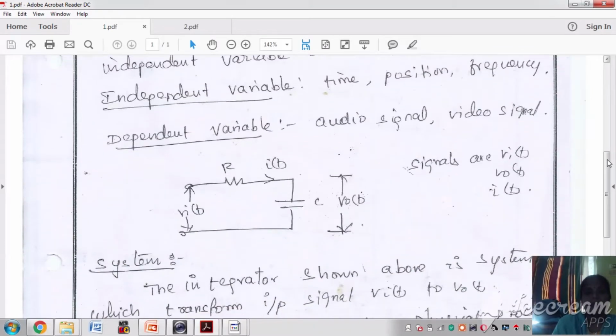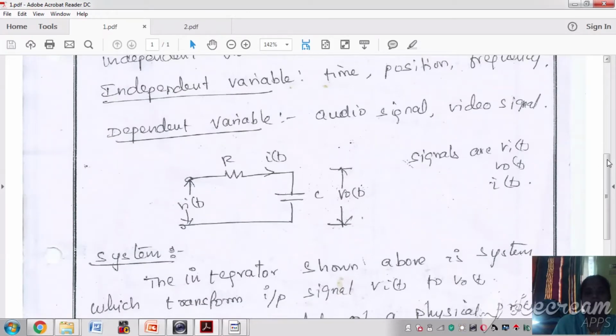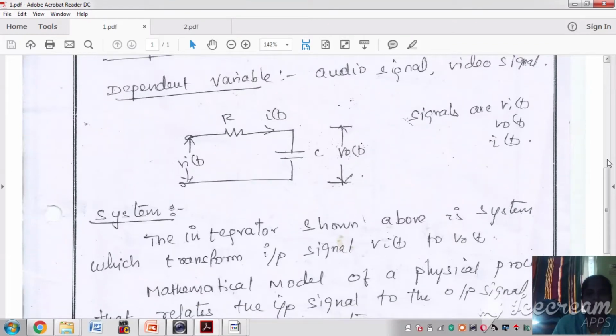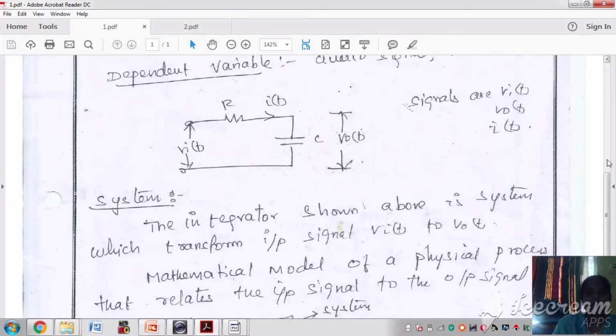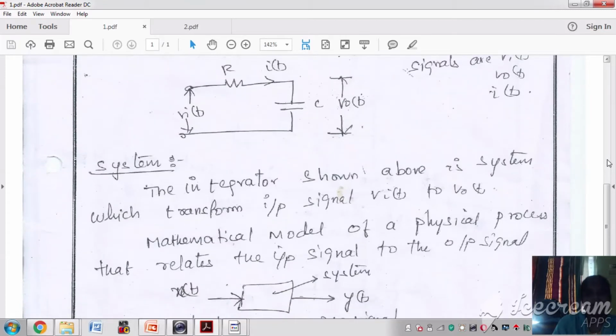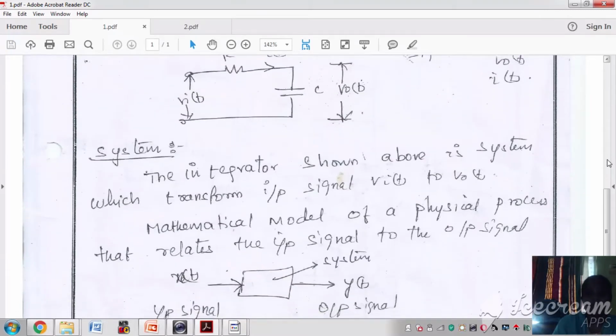So here, how are we going to define a system? Here we have one integrator circuit, which is shown here, which transforms the input signal, the input voltage, which is represented as Vi of t, to the output voltage V naught of t. It is the mathematical model of the physical process that relates the input signal to the output signal.